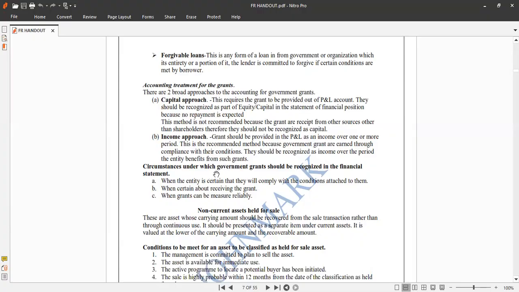Good. The circumstances under which government grants should be recognized in the financial statement. One, the entity should only recognize when the entity is certain that it will comply with the conditions attached to them. Then number two, when certain about receiving the grant, and then when the grant can be measured reliably.